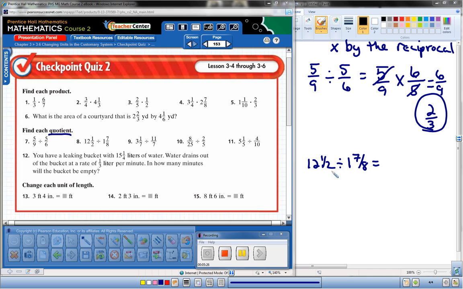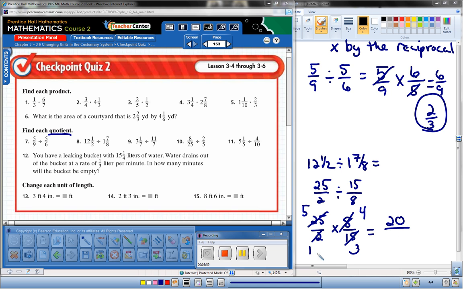Number 2, mixed numbers are bad, so that's 25/2 divided by 15/8. Divide, same, change, change. 8 divided by 2 is 4/1. 25 and 15 are both divisible by 5. That would be 5 and 3. And top times top now becomes 20. And bottom times bottom becomes 3.